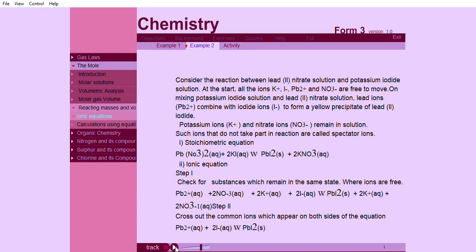Consider the reaction between lead-2 nitrate solution and potassium iodide solution. At the start, all the ions, potassium ions, iodide ions, lead-2 ions, and nitrate ions are free to move. On mixing the potassium iodide solution and lead-2 nitrate solution, lead ions combine with iodide ions to form a yellow precipitate of lead-2 iodide.